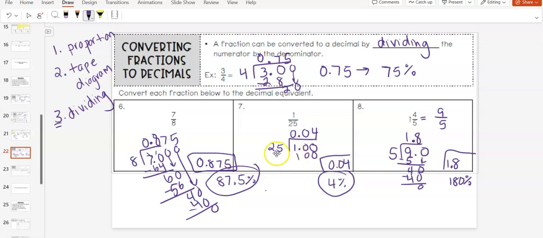Over here, I divided 1 by 25. I had to add an extra 0 because 25 did not go into 10, but it does go into 100 4 times. So I was left with 0.04 or 4 hundredths, which is the same as 4%. And then in the end, I had a mixed number here. I had to turn that improper. And then I went ahead and did 9 divided by 5 to get 1.8. That makes sense because we already had a whole number in our fraction, so we know we should have a whole number in our decimal. 1.8 as a percent would be 180%. So that is the dividing method.